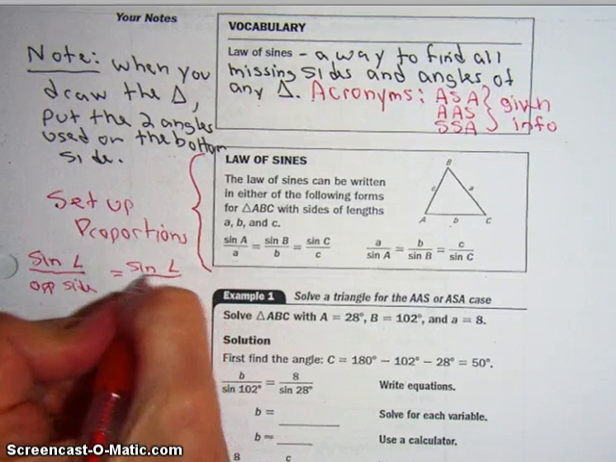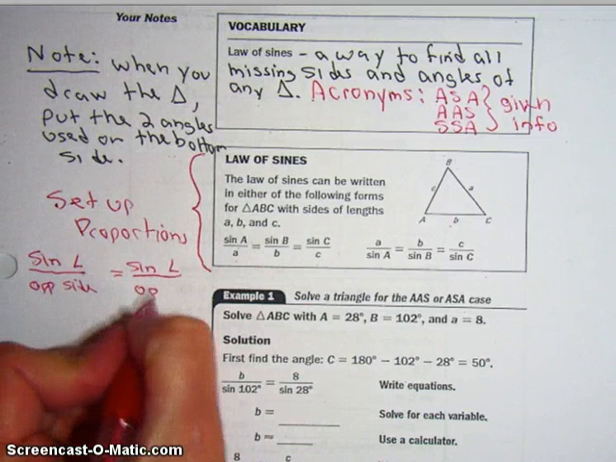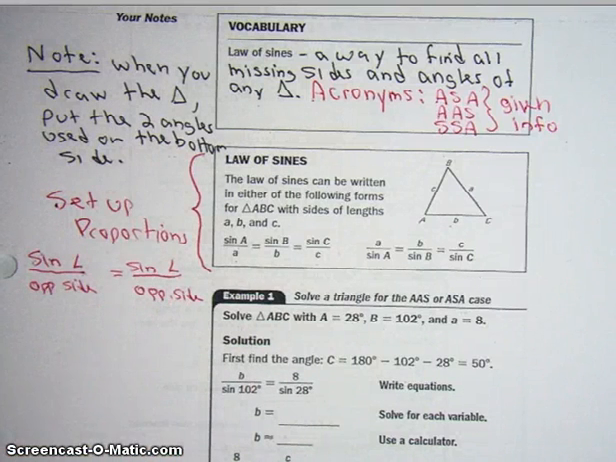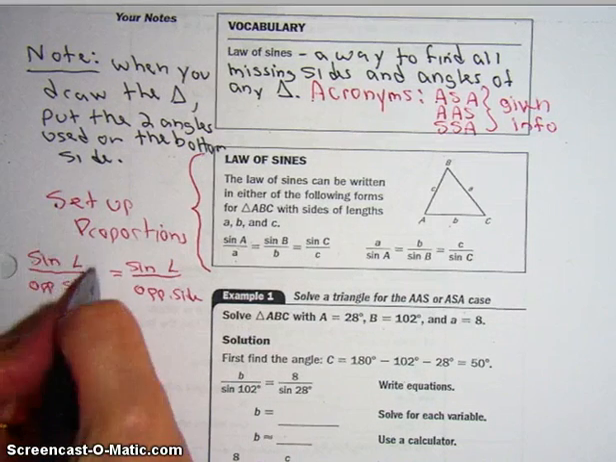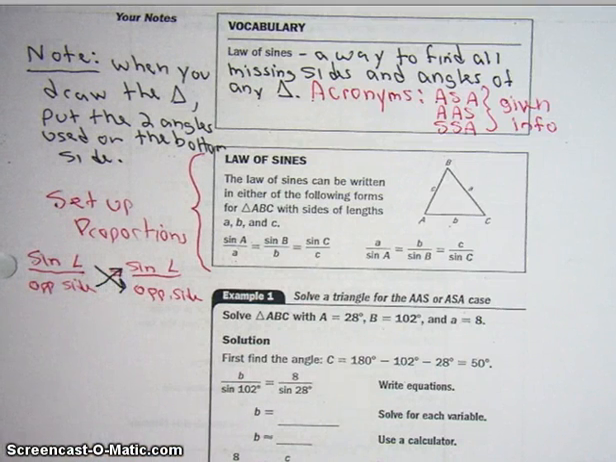Because remember, what always goes by the word sine and cosine? The angle, yeah. Opposite side. And then, do you remember how to solve proportions, guys? Cross products, yep. So we're going to be doing a bunch of cross products, okay? All right, is everybody set to go?